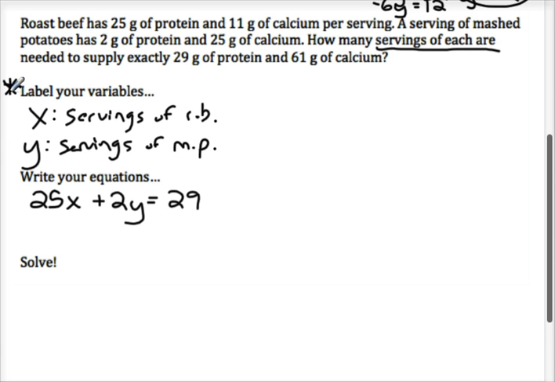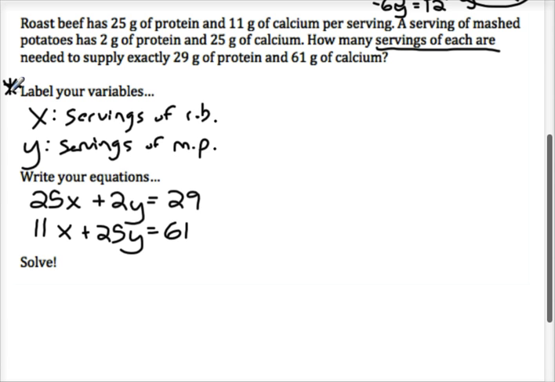So let's do the same thing with the calcium. I'm getting 11 grams of calcium for every serving of roast beef, and then this 25 goes with my mashed potatoes. And I want a total of 61.